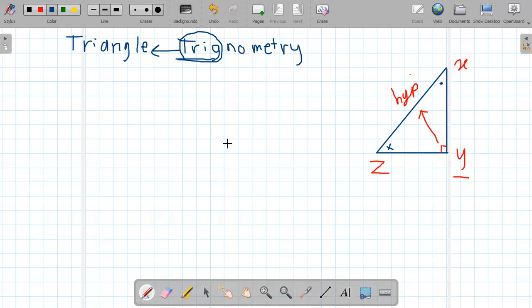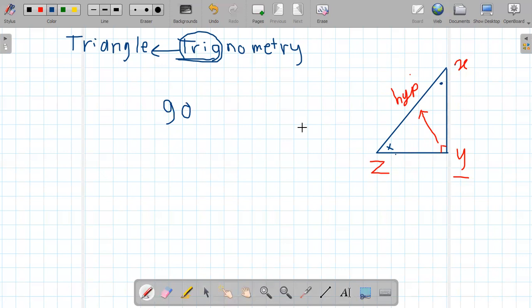Let's make it easier. The sum of measures of all angles of a triangle equals what? 180. In any triangle, the sum of measures of all angles equals 180 degrees. Here I have one angle of 90 degrees, so the sum of the other two equals 90 degrees. So the sum of measures of the two acute angles in a right angle triangle equals 90 degrees.